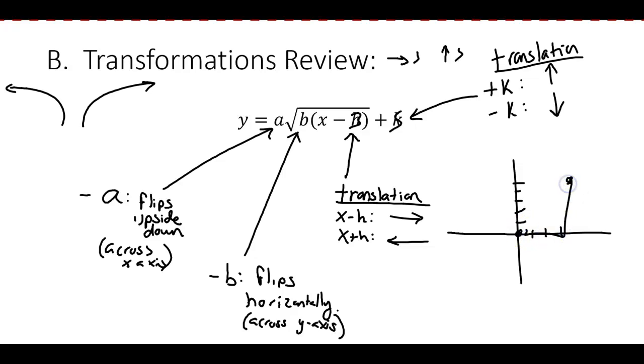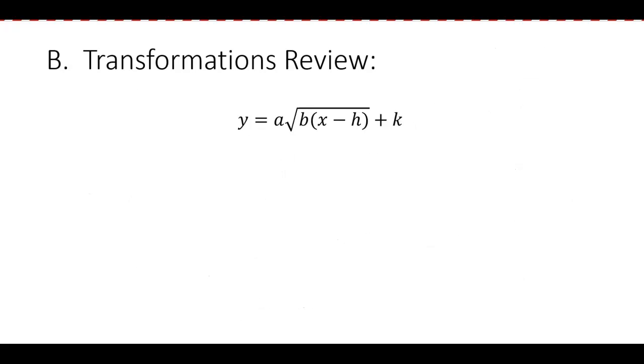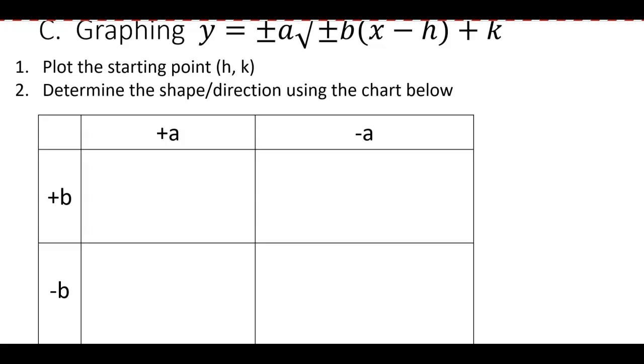So these are like our starting point for the square root graph. And then the A and the B will tell us the direction it's going. And that's pretty much all we need to get a nice graph. So we're going to find the starting point, we're going to find the direction, and then we're going to graph it. Okay? So let's look at a chart here.